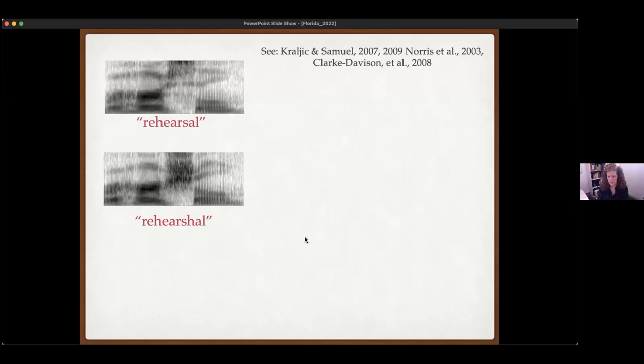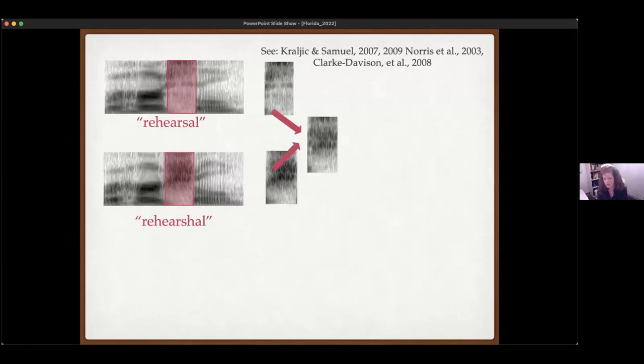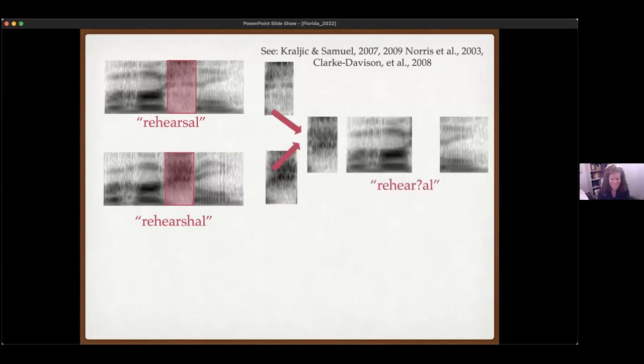Okay, hopefully this will do the trick. We're going to take these two sounds and blend them together so that we have the first word, rehearsal. The second word, rehearsal. Now we're going to take that middle portion, take them out and blend them together. This took me a long time, but I did it a while ago. And we're going to stick it back into that word.